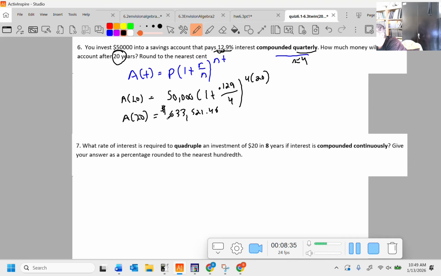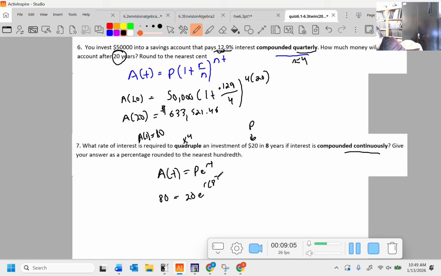What rate of interest is required to quadruple, which means that you multiply by 4, an investment of $20 in 8 years if interest is compounded continuously? So our formula here, because I saw the keyword continuous, is Pert. Now this is your principal. If you quadruple it, the amount after time is going to become 80. Remember, e is just a button, it's just a number. And I don't know r, but I do know the time.